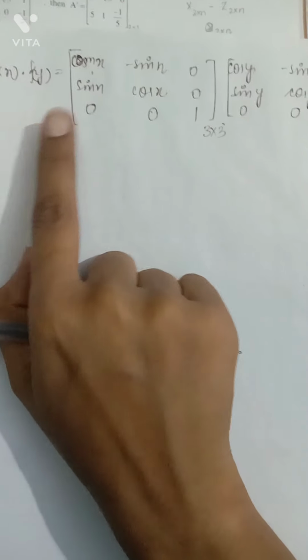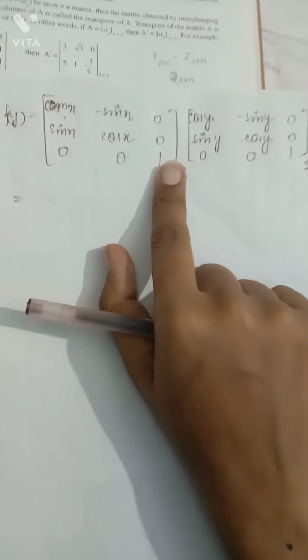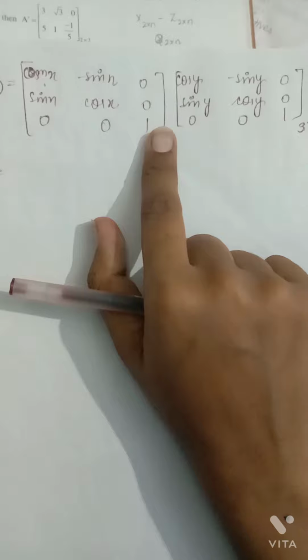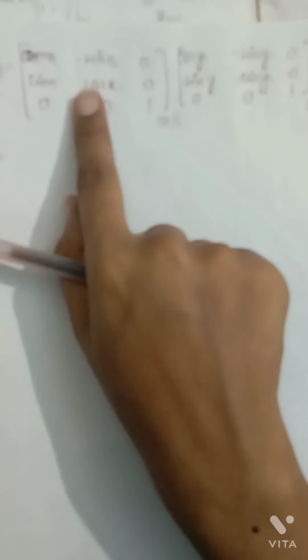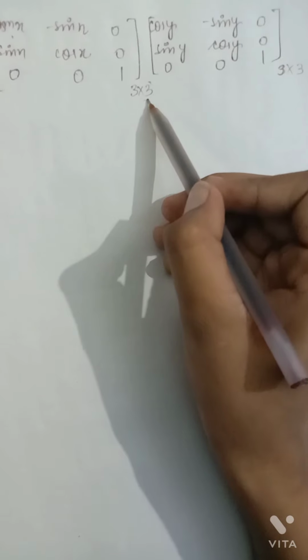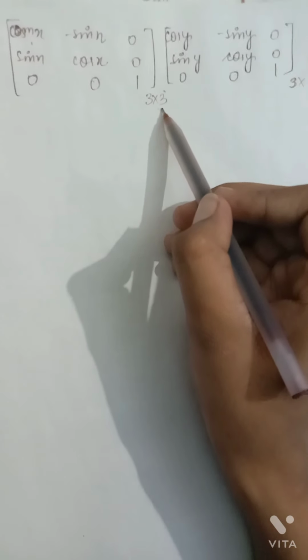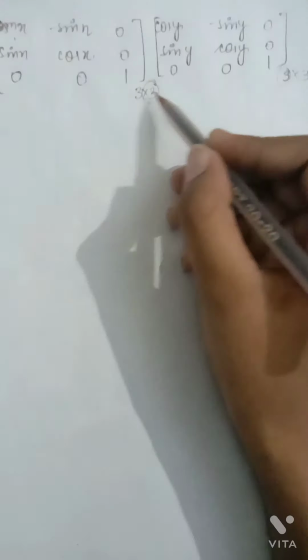So let us move to the solution, which says the function of x is multiplied with the function of y. First of all we have to check whether the matrix orders match or not. One matrix is of order 3 cross 3, and the other matrix is also of order 3 cross 3. So first of all we check that the column of the first matrix matches the row of the second. So 3 and 3 are equal, so these matrices can be multiplied.